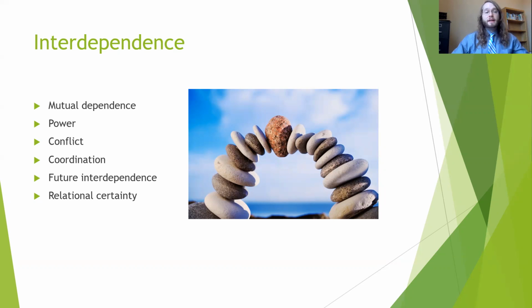This idea here, right, of various approaches suggests that interdependence of this model is mutual, right? That we both depend on one another, that for the archway to hold together, all the rocks have to be in place. It concerns power or influence one has over another person, the potential for conflict or disagreement within the group, the ability to coordinate and work together on solving an issue, the opportunity for future interdependence or working together, and the certainty you have about the roles or responsibilities of the relationship.